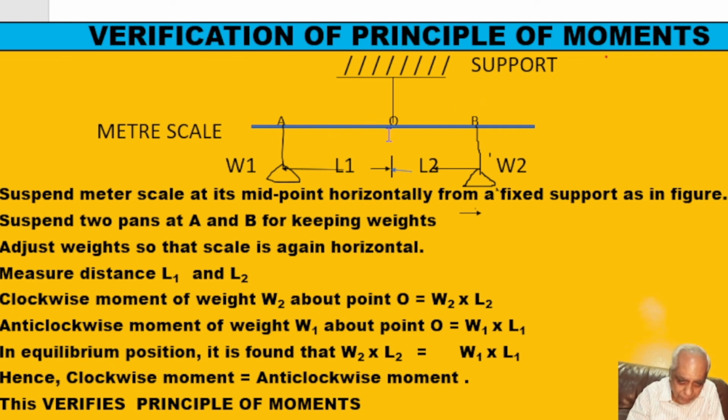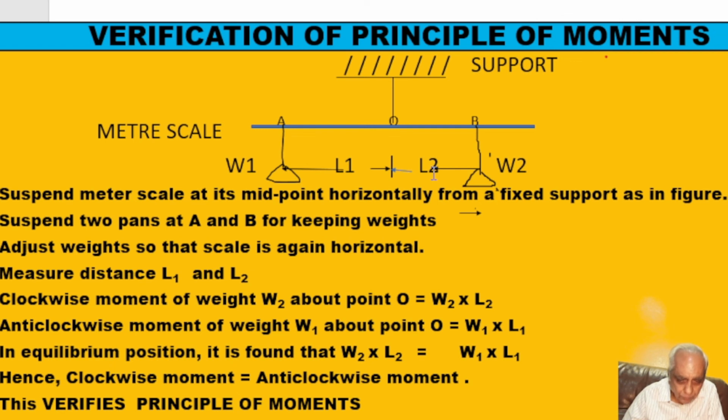This meter scale was rotating about this point O. So from point O to A, distance is L1. From point O to point B, distance is L2. I will see that W1 multiplied by L1 is equal to W2 multiplied by L2.